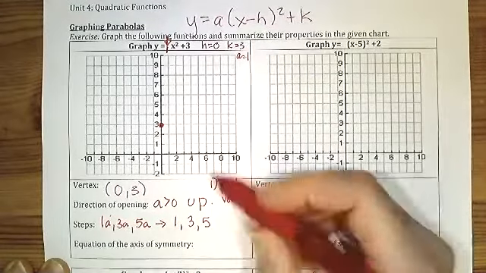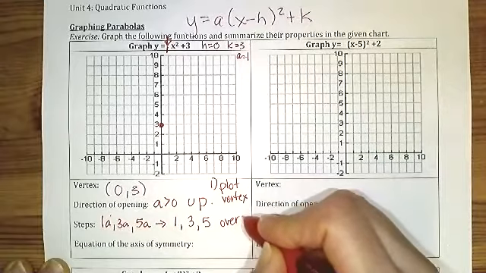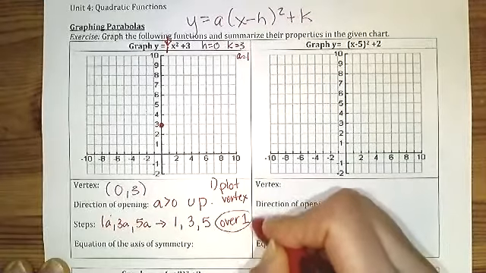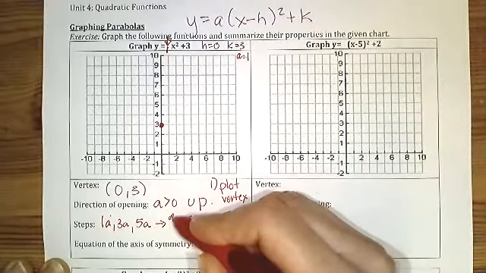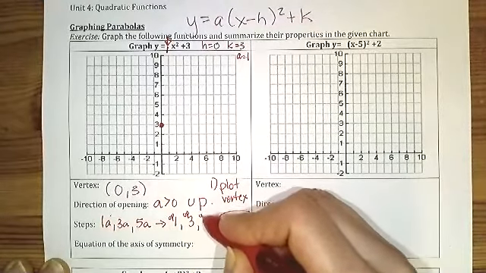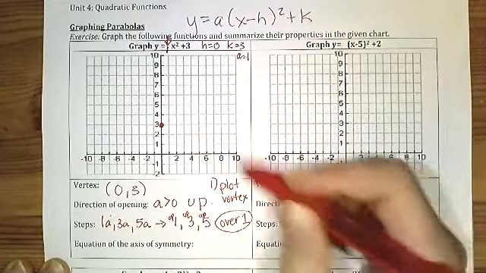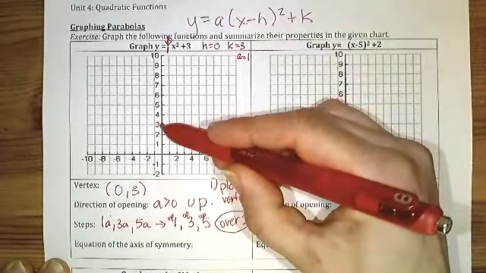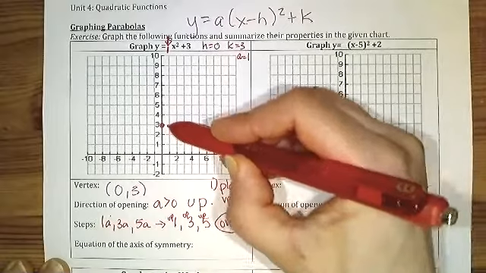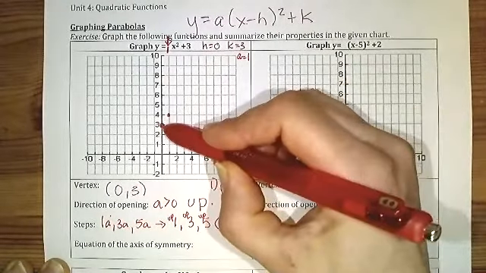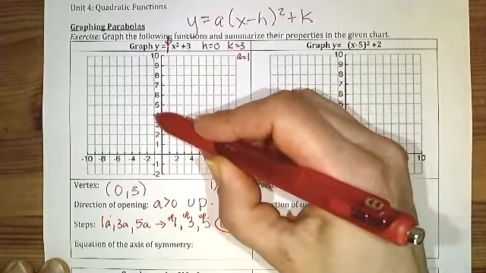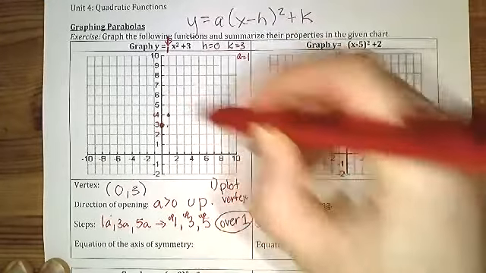Remember, you always go over 1. That's important. We're always going over 1, and then we go up 1, up 3, up 5. So I go to where I've plotted my vertex. I'm just going to go over 1, and I'm going to go up 1, and that's my first step. And because we know the parabola is symmetrical, we can go over 1 and up 1 on the other side.